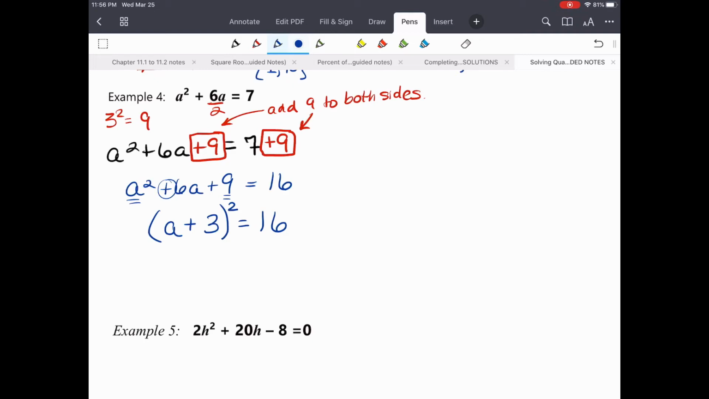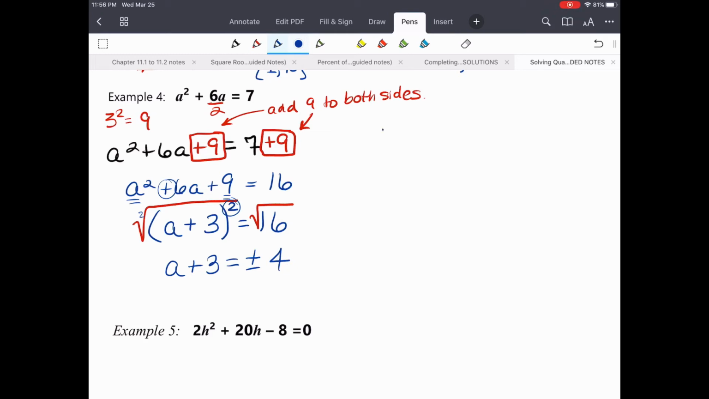The next step after that is going to be find the square root of both sides. And just like before, when you take the square root of a square, it undoes the square. So instead of it just being a plus 3 squared, it's just a plus 3. And that's it. So a plus 3 equals plus or minus 4.